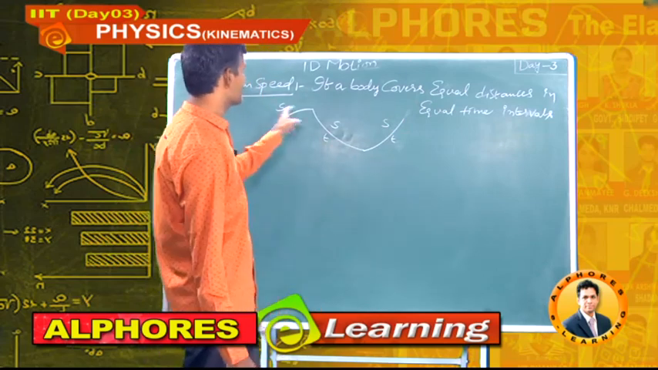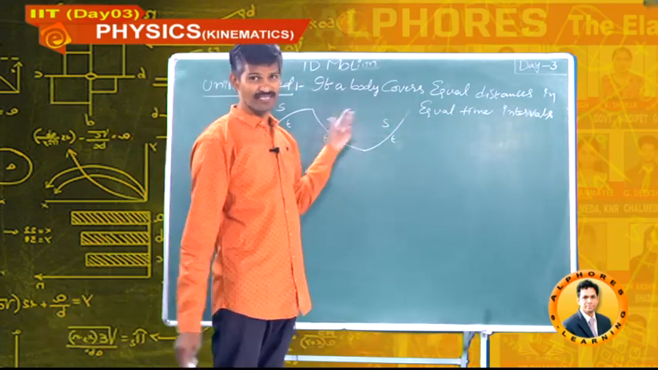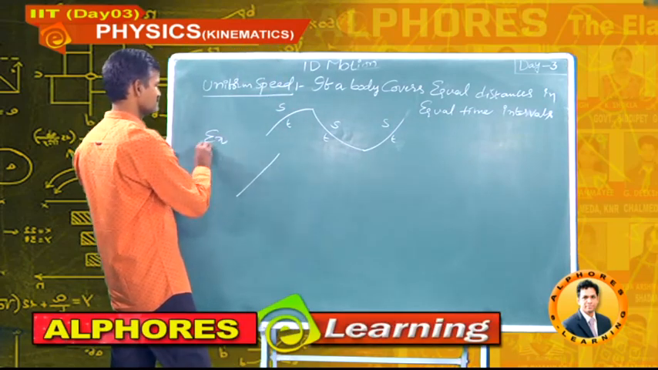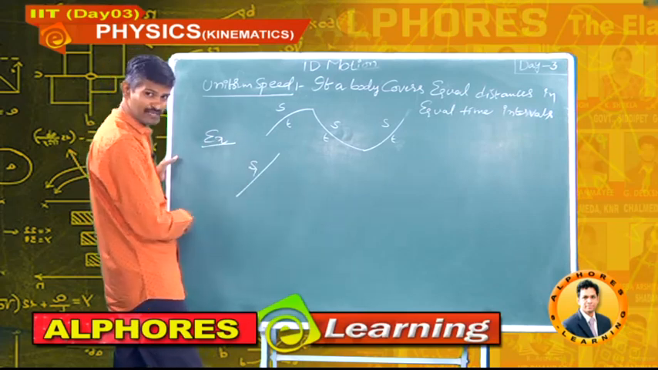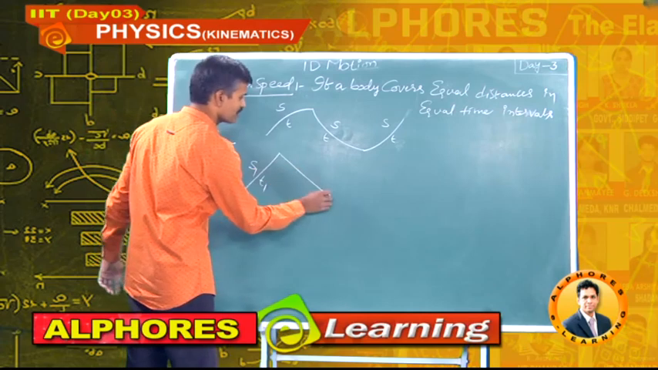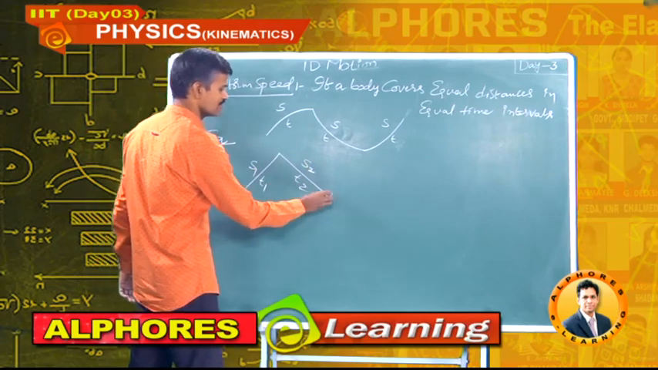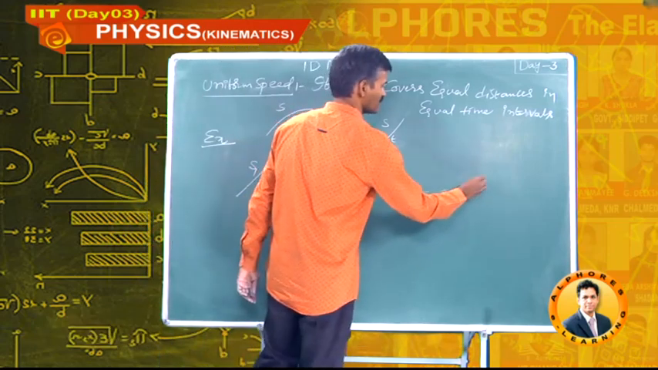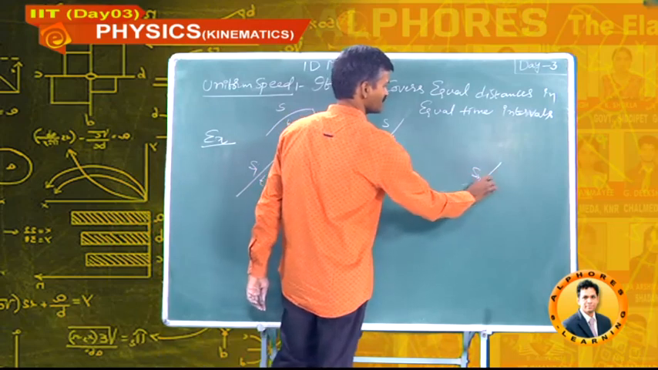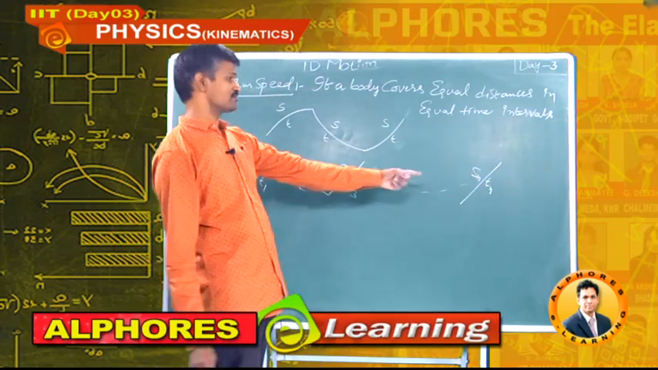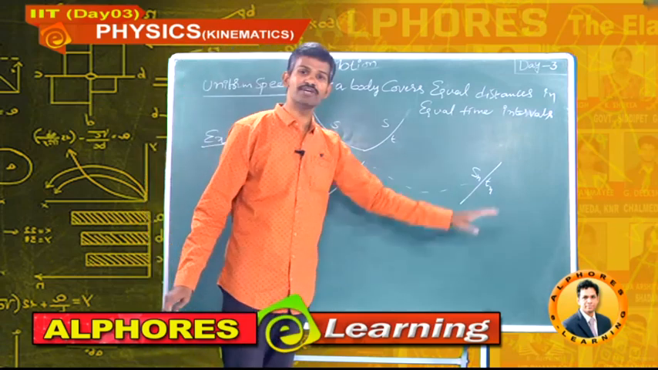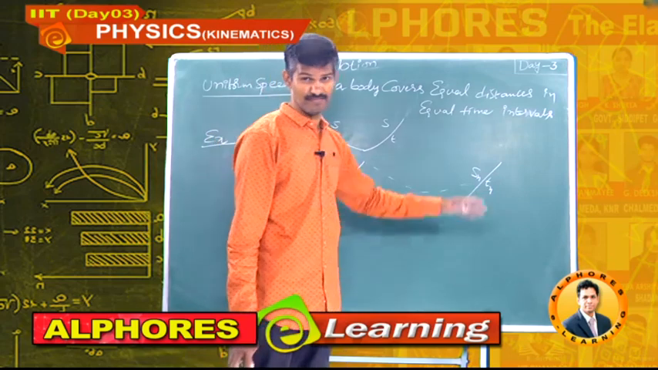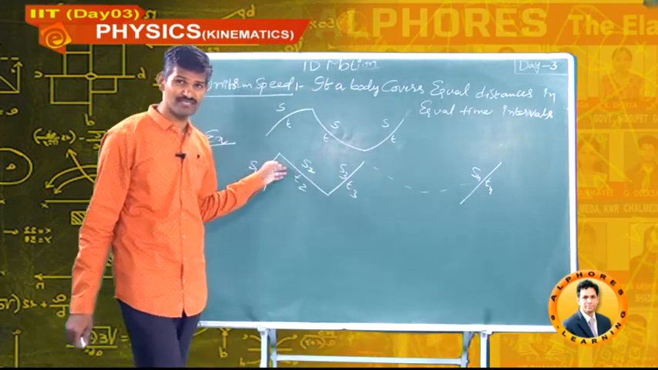What happens if the distances are different and the time intervals are different? Suppose I am considering this example. The body travels some s1 distance in t1 time, s2 distance in t2 time, s3 distance in t3 time, and so on, some sn distance in tn time. If the body covers this whole journey with a uniform speed, then what is the condition? All these distances and times must satisfy a condition.